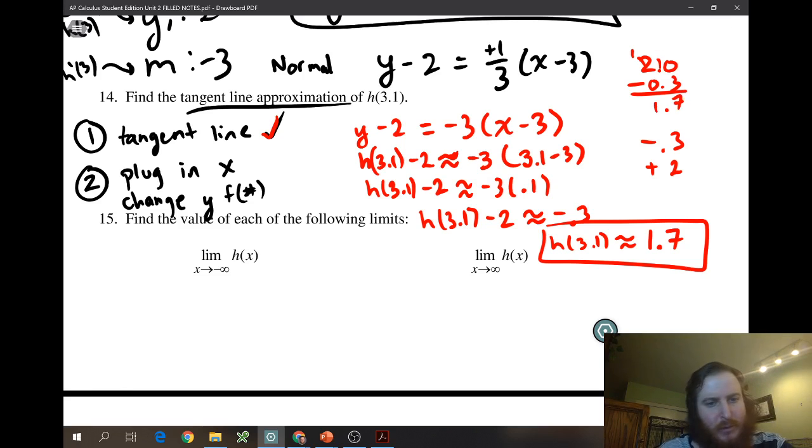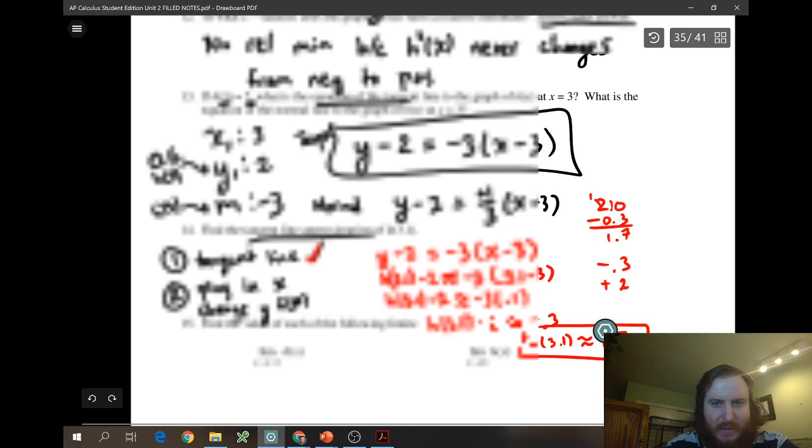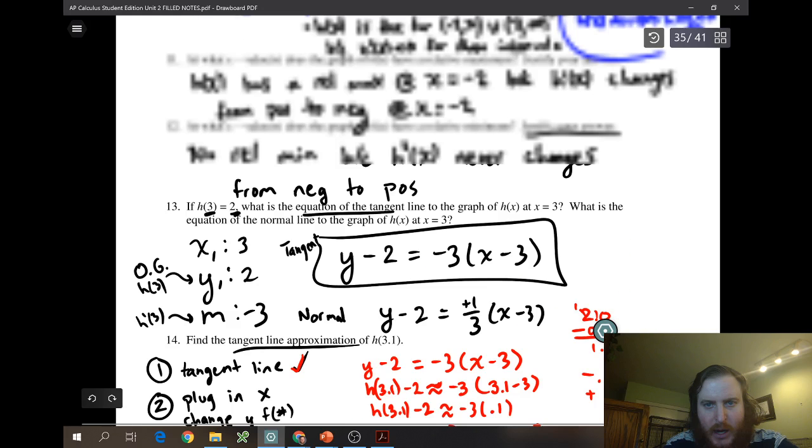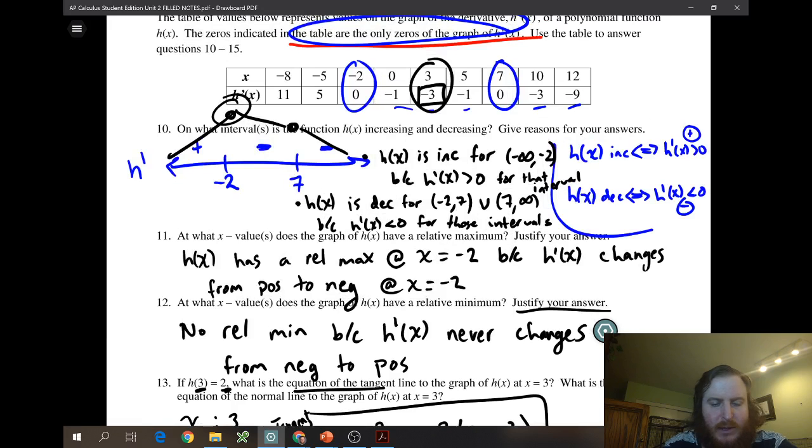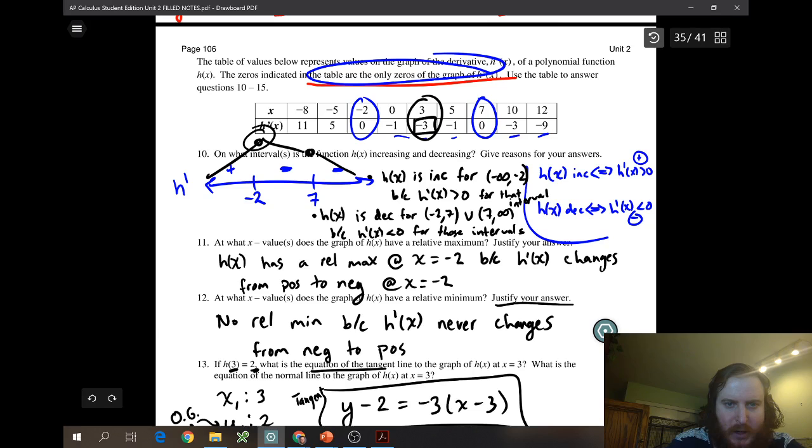Okay, and then find the value of each of these limits. This is going to go back to the first chapter. Every single chapter is going to connect to the previous chapters. We can't just forget about it. So in this case, finding the limits, we don't have a top that's bigger or a bottom that's bigger. We just have our table.